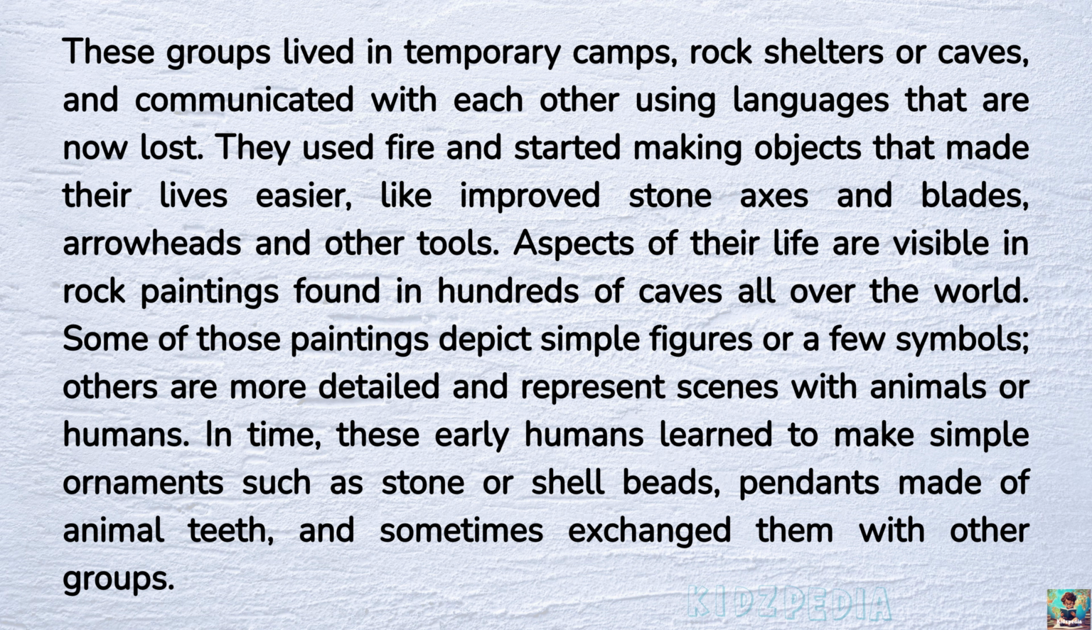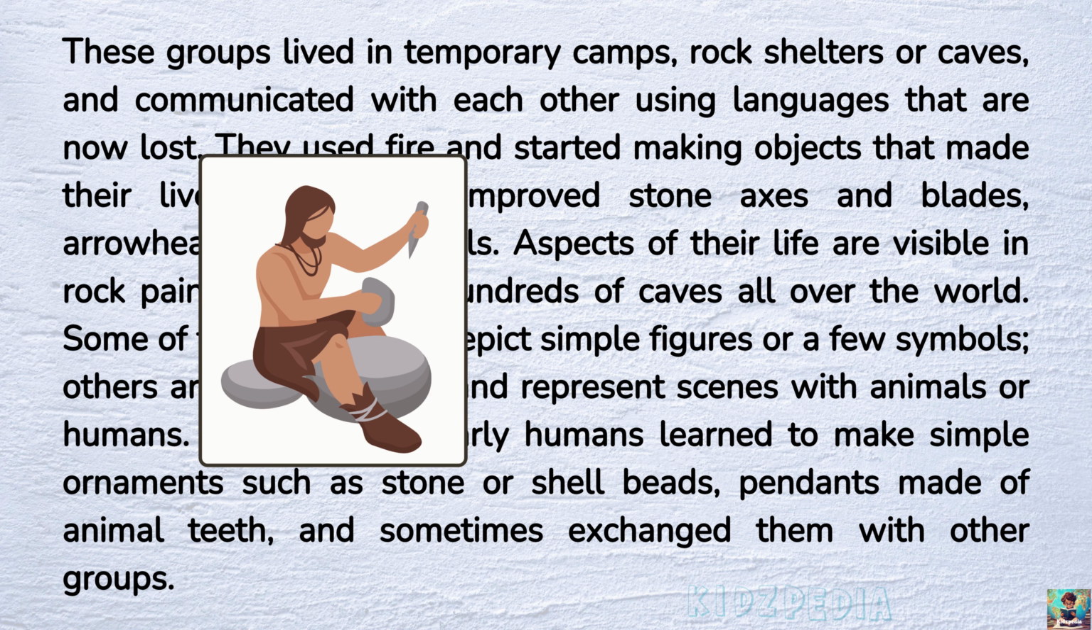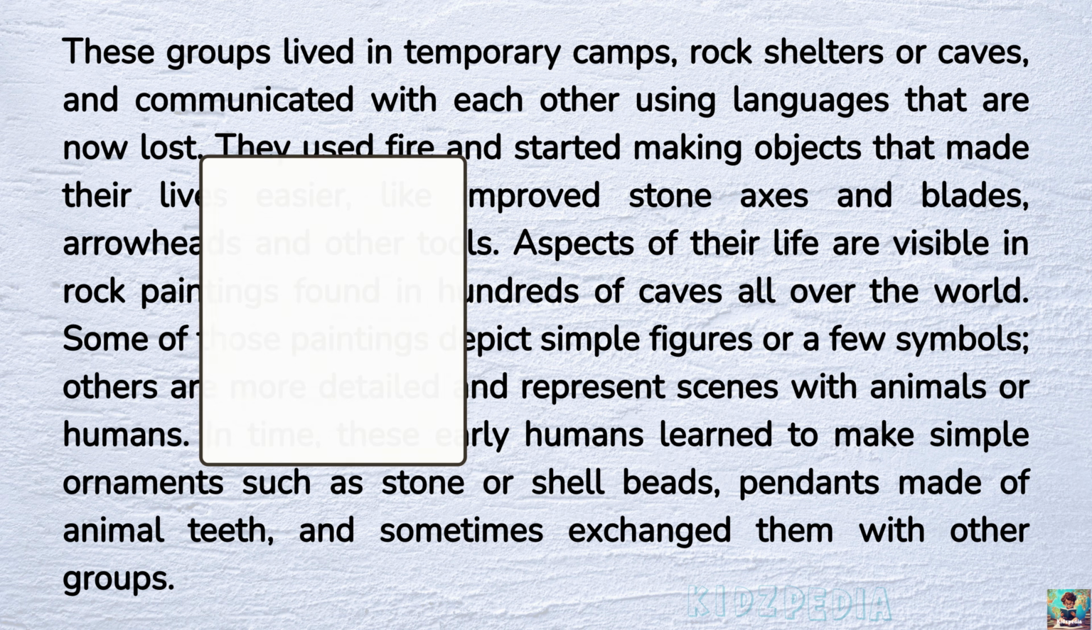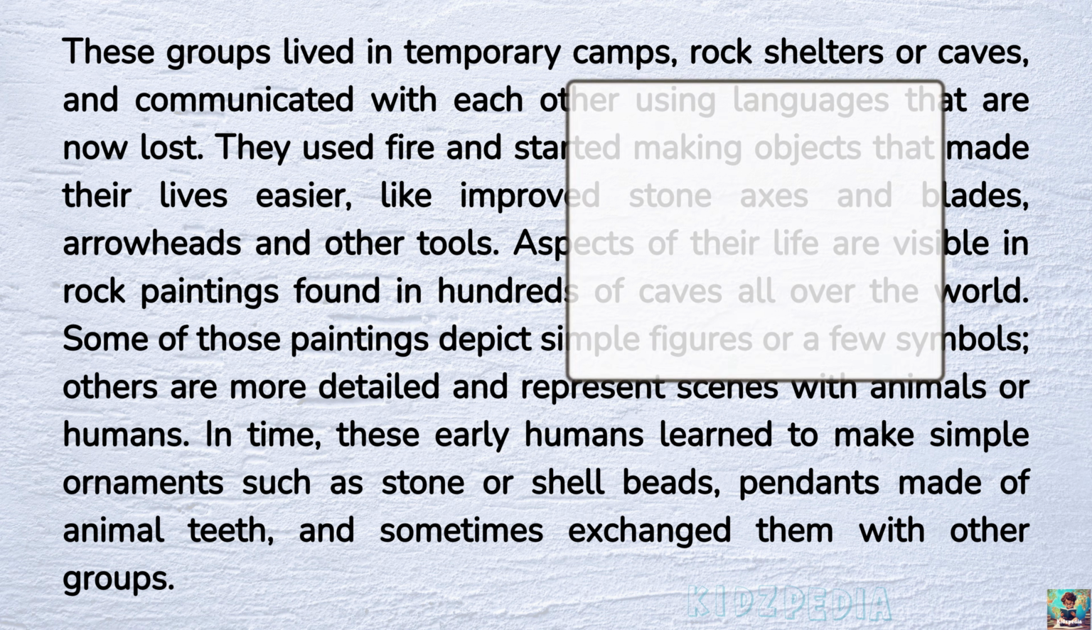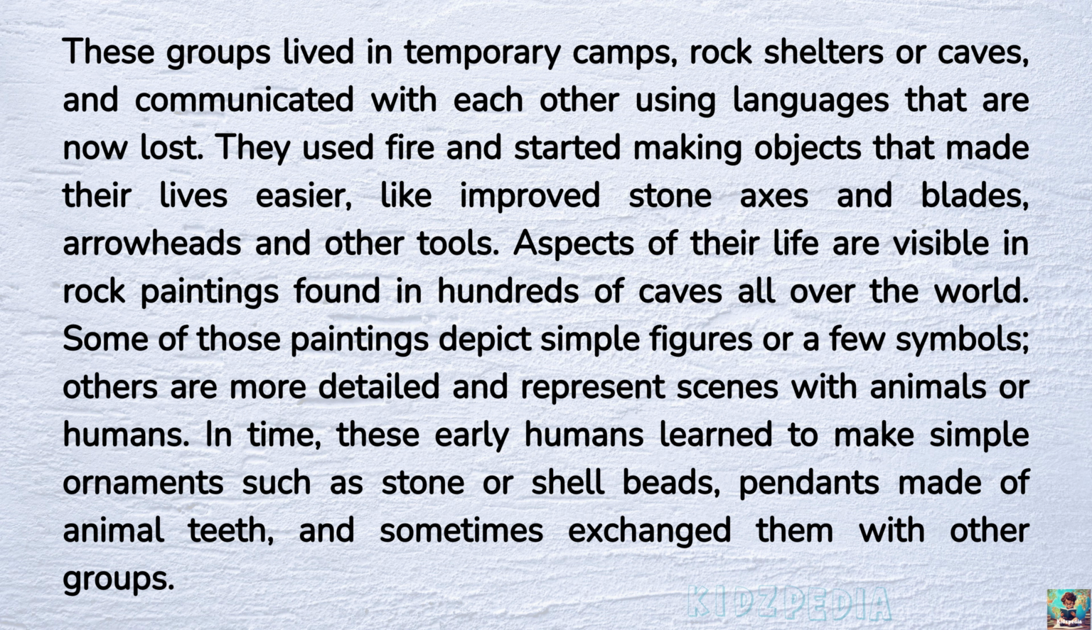So, early humans lived in places like temporary camps, caves, or rock shelters. They spoke languages that we don't know today. They used fire and made tools like stone axes, blades, and arrowheads. They also created rock paintings in caves showing animals and people. Over time, they made simple jewelry from stones, shells, or animal teeth and sometimes traded them with other groups.